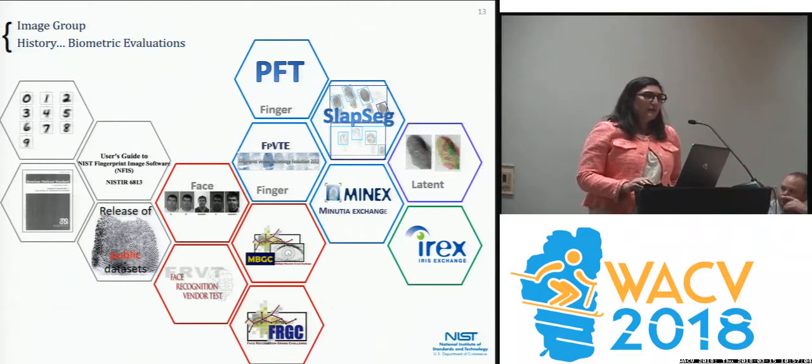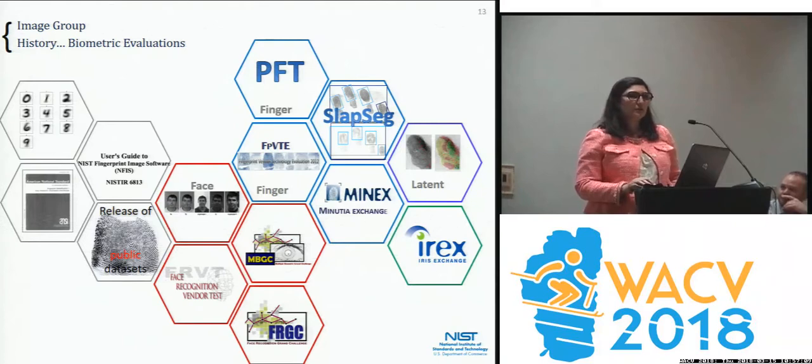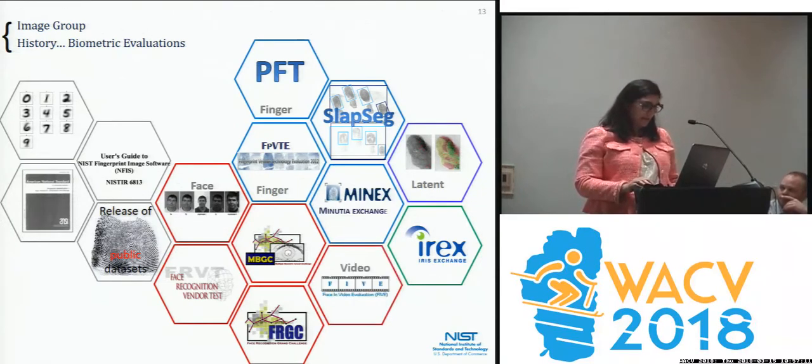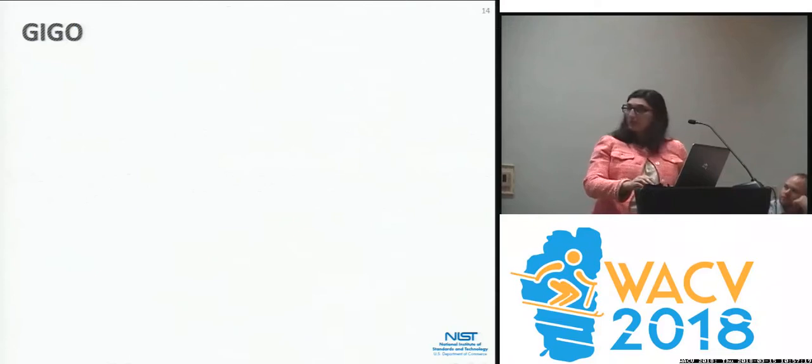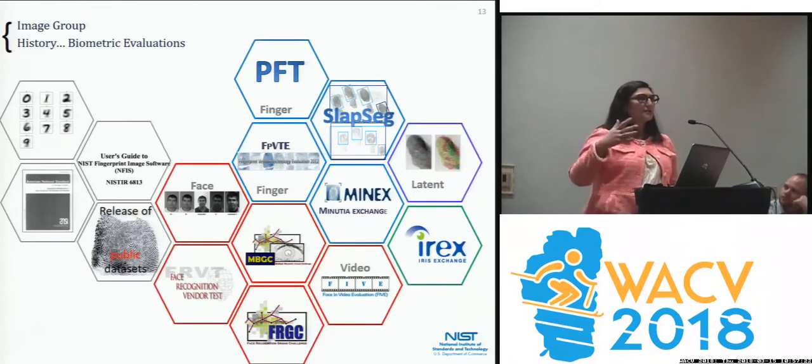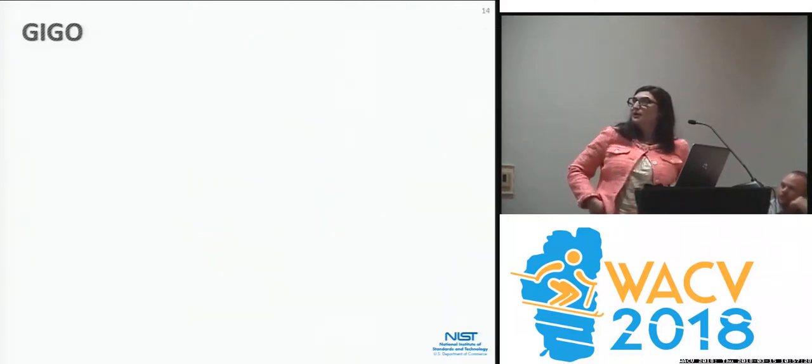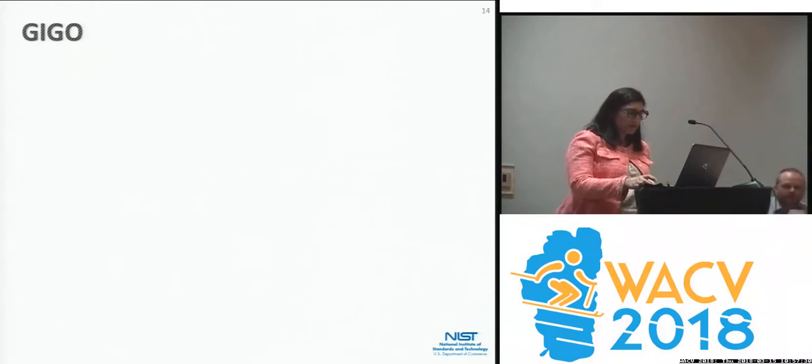The infamous misidentification in the Madrid bombing got us into the world of latent recognition and latent evaluations. The Boston Marathon bombing got us into identification of a person from video, and this list continues. Over the years, what we have learned with our tests is: more data, better testing, and a better standardized way of reporting and metrics. One of the things that we learned along all of this is garbage in, garbage out.